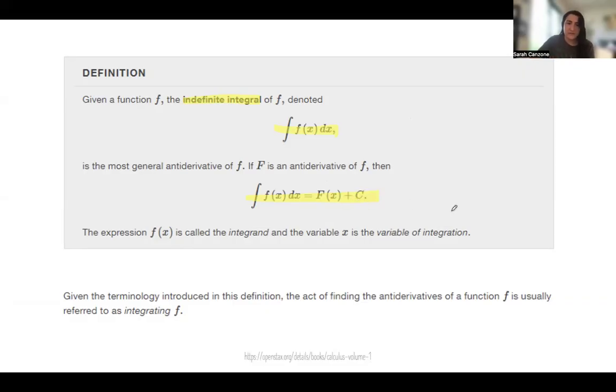Now I can also define two other things. Similar to how sometimes I'll refer to the thing in the parentheses of a natural log or a sine as an argument.